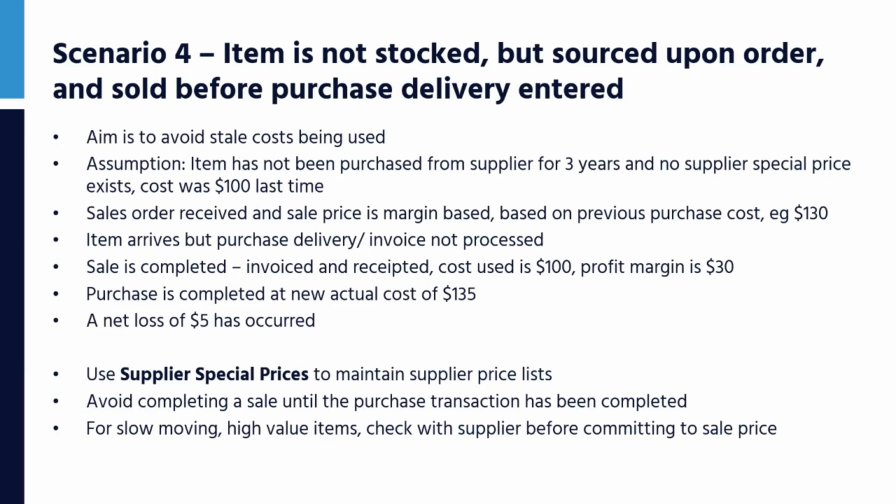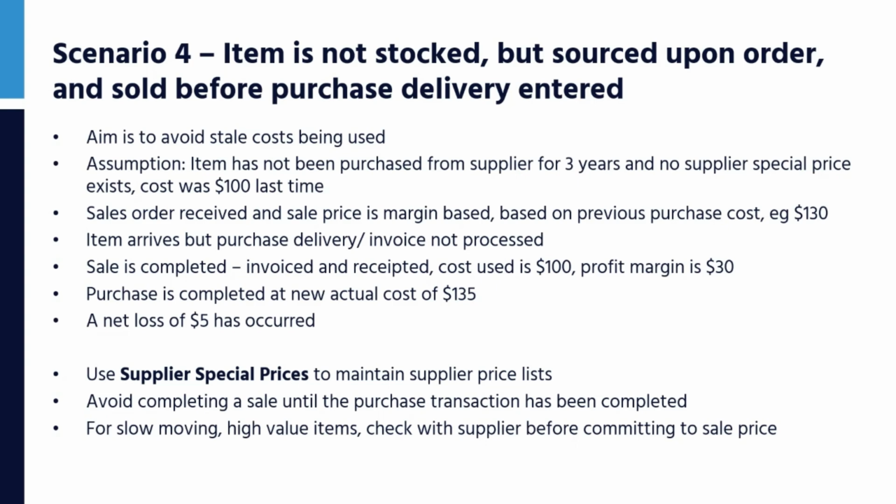So in this sense, we're looking at an assumption of the item hasn't been purchased for 3 years and there's no supplier special price, which we'll talk about a little bit later as well. And it cost you $100 last time. So you get a customer that now wants to buy one of these things. You process their sales order, and your pricing is based on that previous cost. So you're selling it for $130.